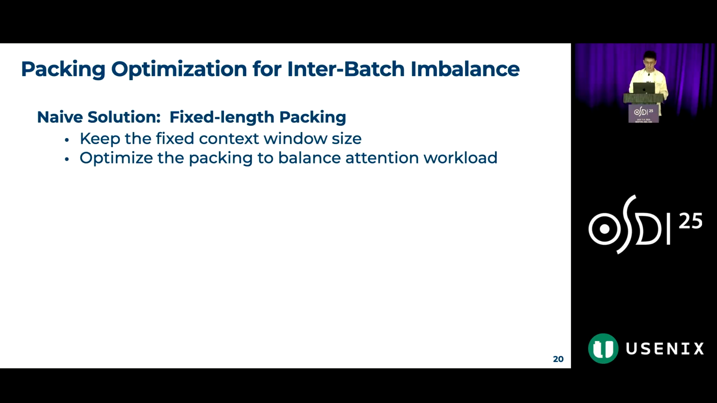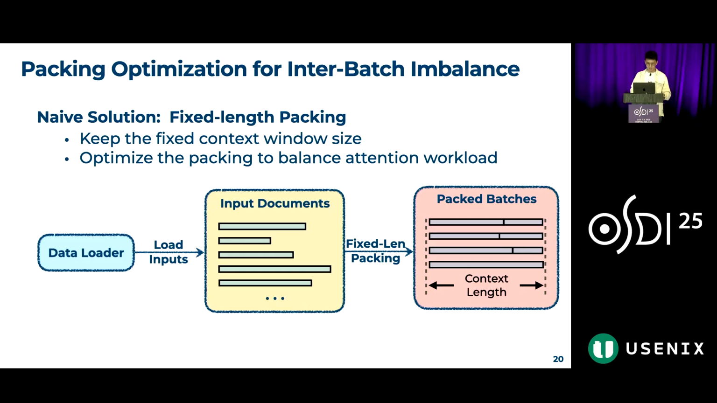First, we want to optimize the packing for the inter-batch imbalance. A naive solution could be fixed length packing, which means we keep a fixed context window size and try to optimize the packing to balance the attention workloads across macro batches. In fixed length packing, the data loader will first load a global batch, which contains documents with varying lengths, and the packing will pack the input documents into macro batches with the same total length, aiming to minimize attention workload imbalance across the macro batches. This can be achieved by, for example, solving an integer linear programming problem.